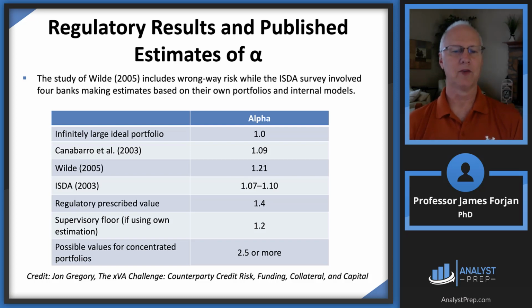Look at the bottom one. Possible values for concentrated portfolios: 2.5 or more. So if I am specializing in rock and roll derivatives, and I have Beatles and Rolling Stones with you, and I have Fleetwood Mac and Little Richard with somebody else, and I have Elton John and Billy Joel with someone else, boy, these are concentrated portfolios, and it makes sense then that the exposure is going to be greater for my portfolio than everybody else who's trading in regular old derivatives out there. All right.